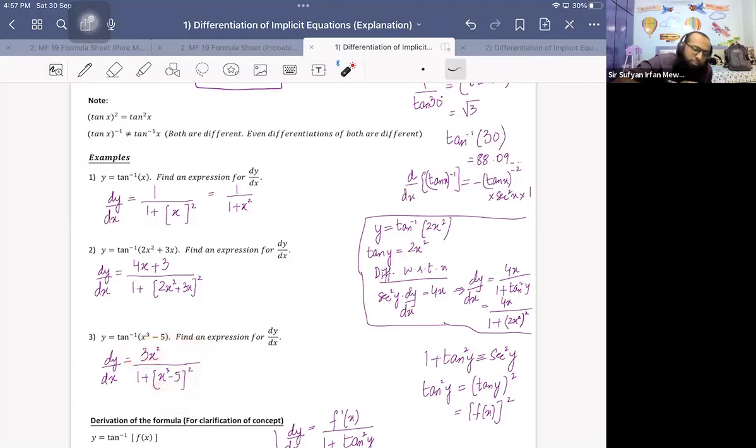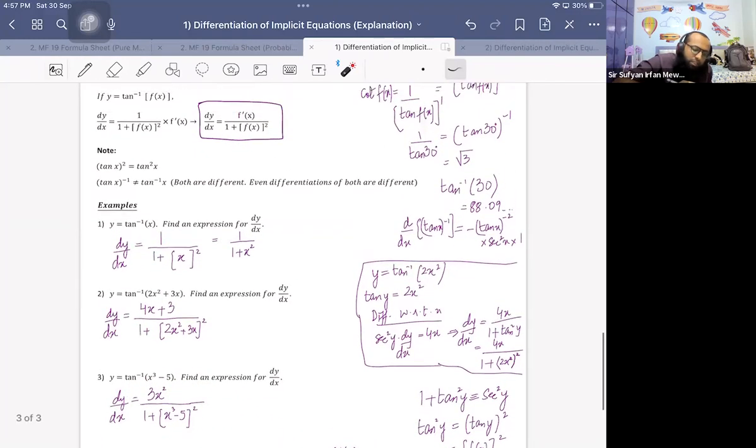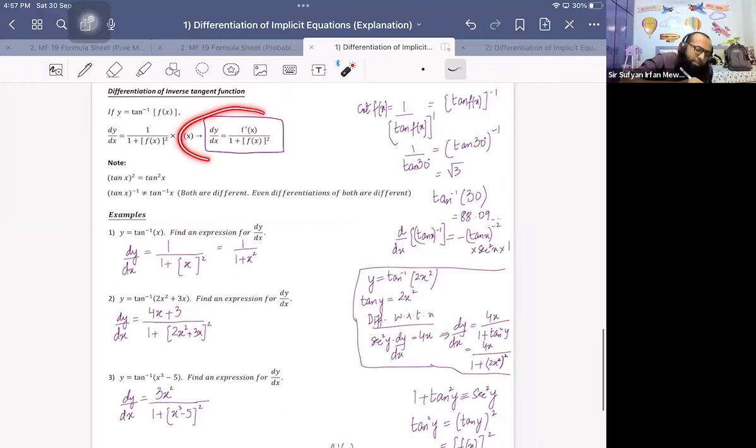So using these three examples, I have applied the rule and this formula has been applied. How to apply this formula? I've taught you using these three examples. Let me know if you are clear with how we applied this formula and how tan inverse x is different from tan x whole power minus 1. Are you clear with this? Are you clear till here?